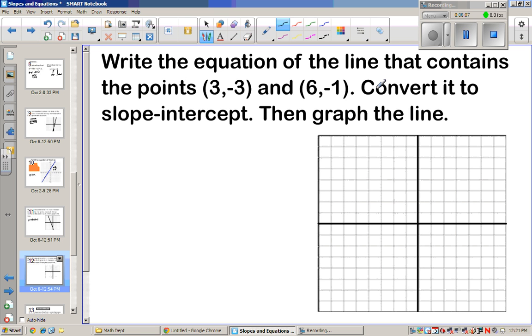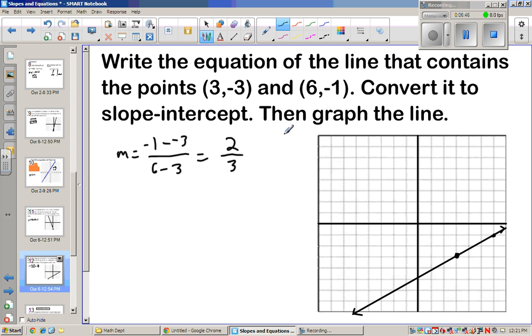Write the equation of the line that contains the points 3, -3 and 6, -1. Now once we have those, we just draw our line through them. And that's a good graph of the situation. Now, first thing I need to do is find the slope. Looks like we go up 2 over 3, or we can take -1 minus -3 all over 6 minus 3. So that would be 2 over 3.